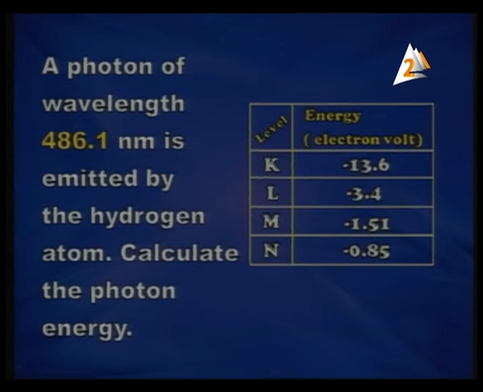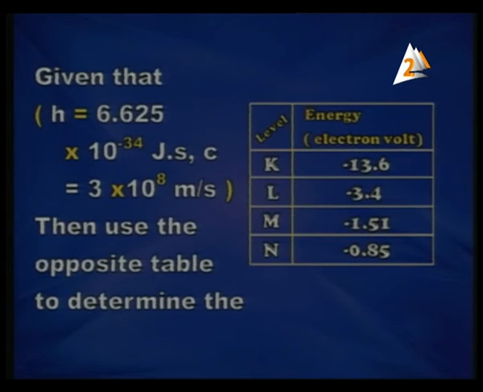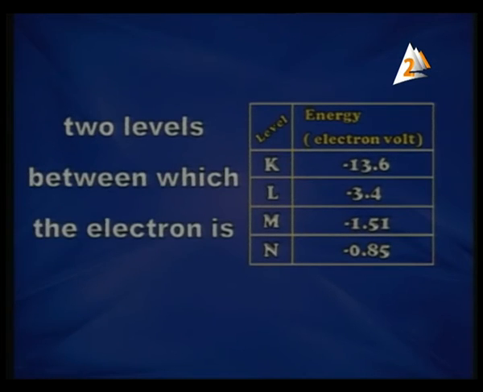We've got a problem relating to the same topic. A photon of wavelength 486.1 nanometer is emitted by the hydrogen atom. Calculate the energy of the photon. Given that Planck's constant is equal to 6.6 times 10 to the power of negative 34, speed of light in space 3 times 10 to the power of 8, then use the opposite table to determine the two levels between which the electron is transmitted.